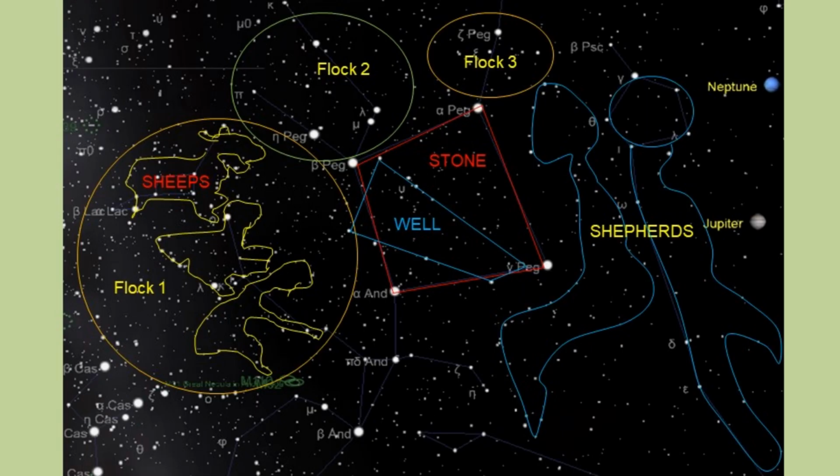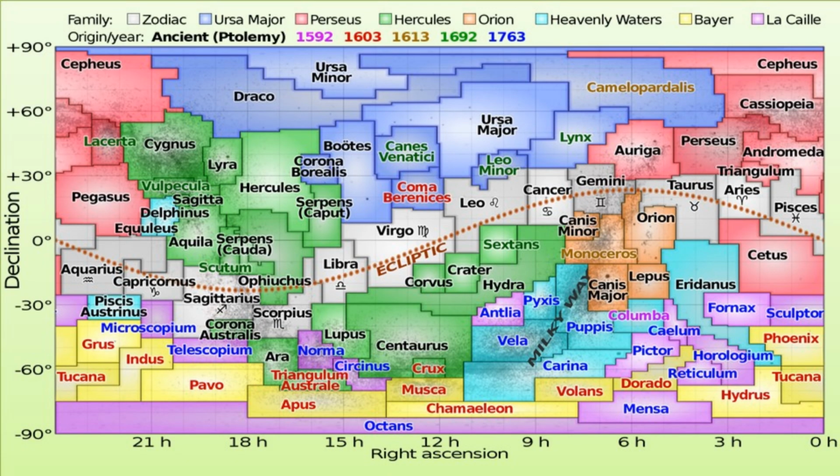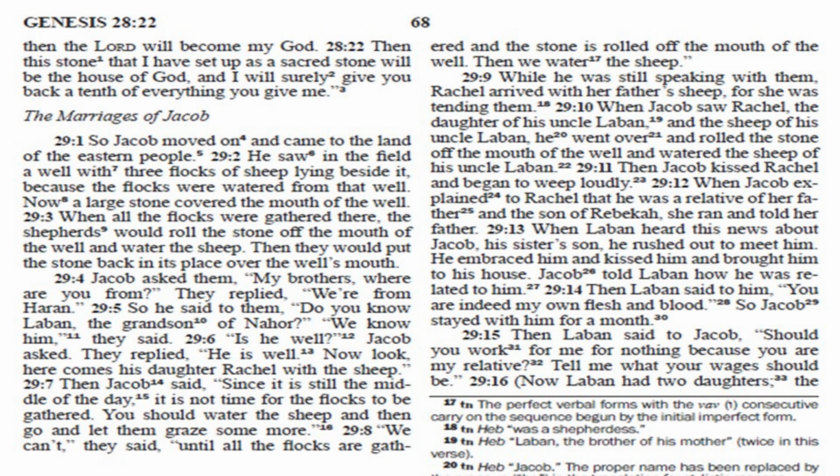On careful observation, we can notice shepherds and a well where 3 flocks of sheep are lying in the constellation of Pegasus, as you can see in this picture. The constellation Pegasus is in the west in the constellation map, but the Paddan Aram is in the east, as mentioned in chapter number 29, verse number 1.